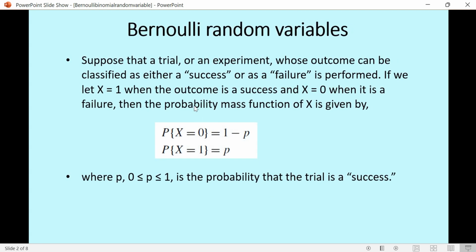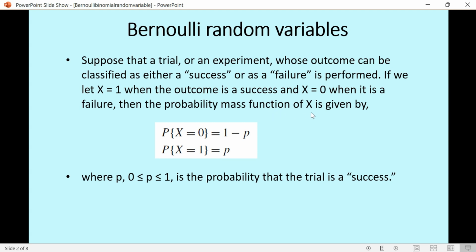Suppose that you have a trial or an experiment whose outcome can be classified as either a success or a failure. So this experiment has a binary result, success or failure, and we use x equals 1 if the outcome is a success. Here, success may be a coin landing heads or something happening; we call this a success, denoted with the random variable equals 1. And if it is not a success, then we use 0 for this random variable.